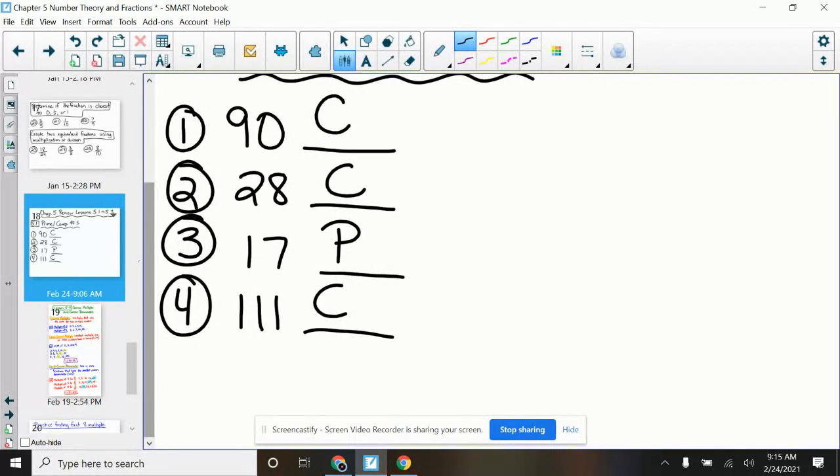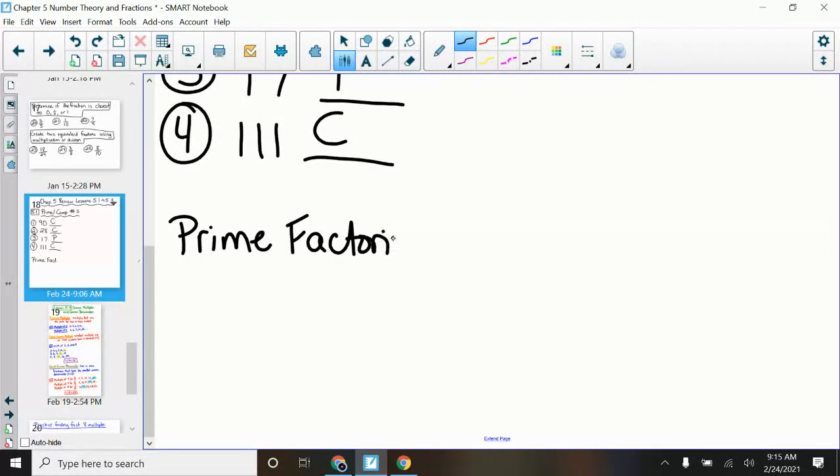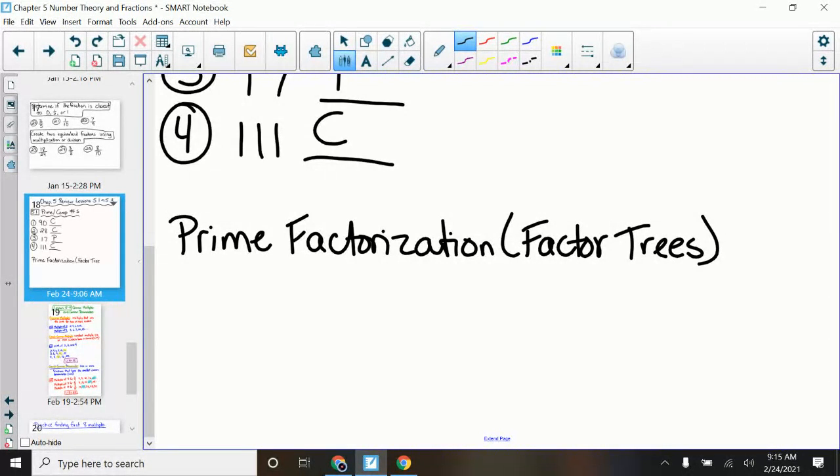Okay, all right, so let's move on to the next section. We're still in 5-1. We haven't left this section yet. But now we went into this stuff called prime factorization. And this is when we learned how to use factor trees. Some of you all really enjoyed these.